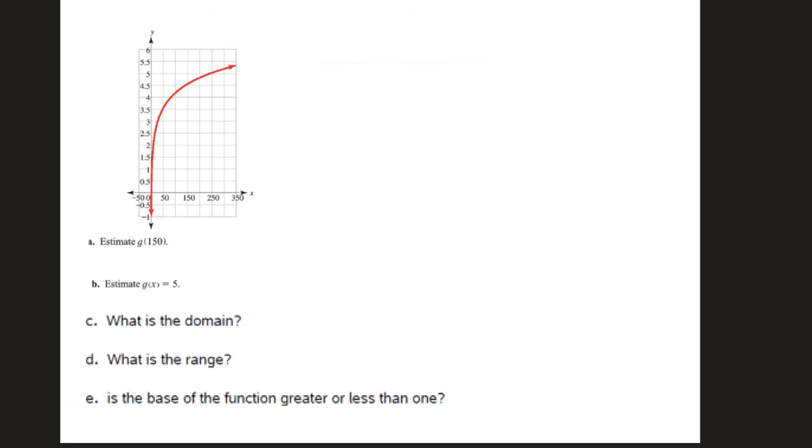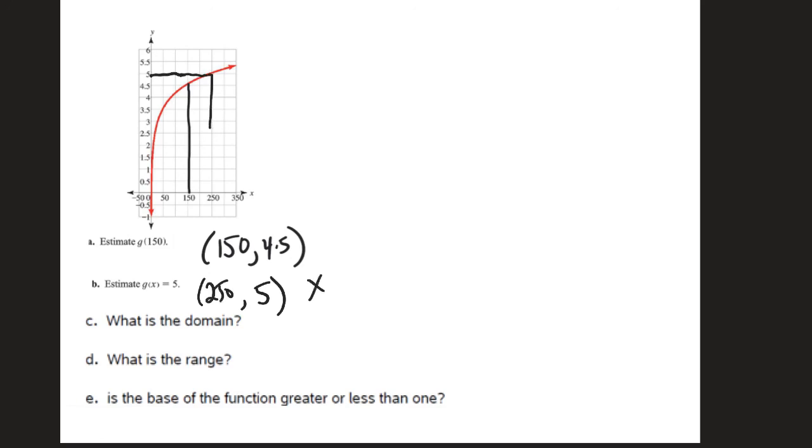Okay, so the first question says estimate g of 150. So if 150 is the x value, the y value would be somewhere, looks like 4.5-ish. Then it says estimate what value of x will give a g of x of 5. That means 5 is the y value. So I would follow 5 over to the line and down. Looks like 250, where x is 250.